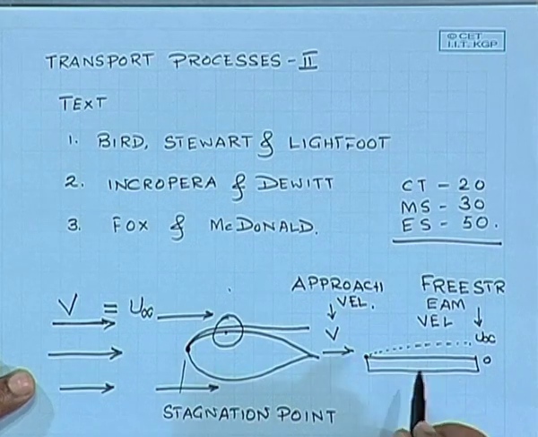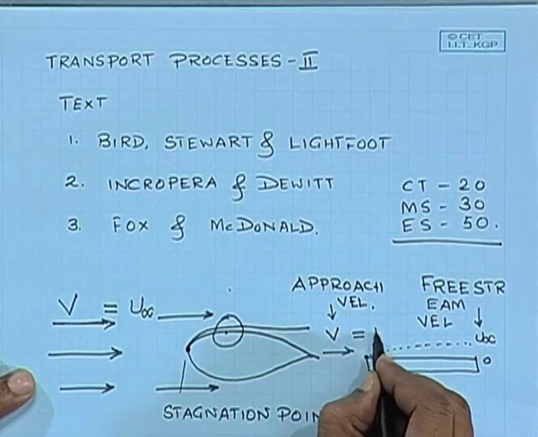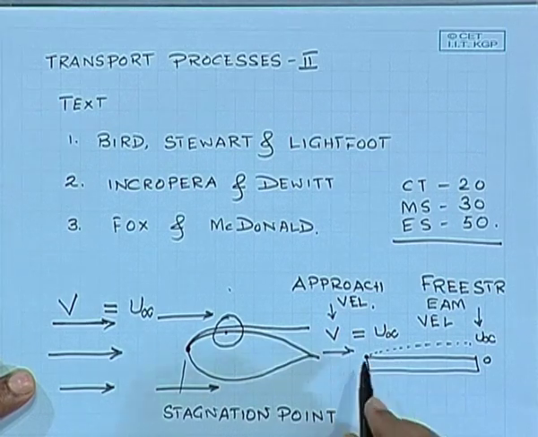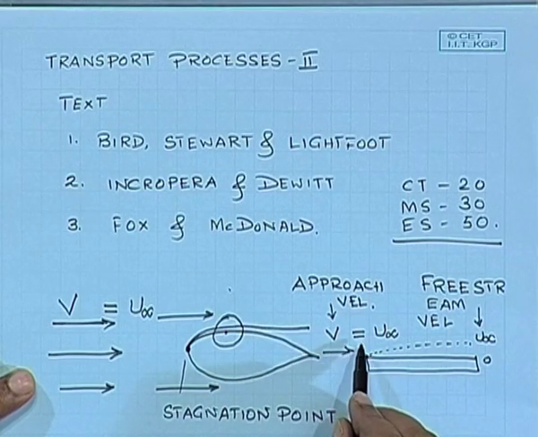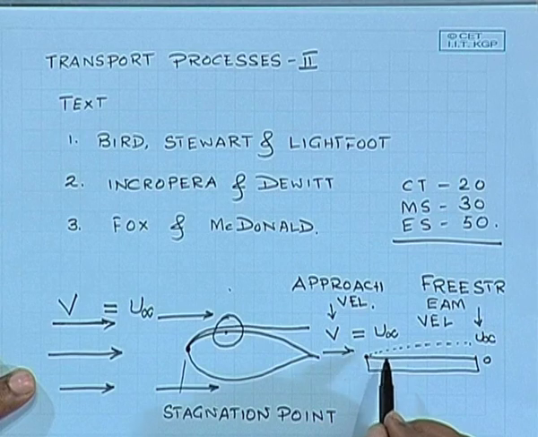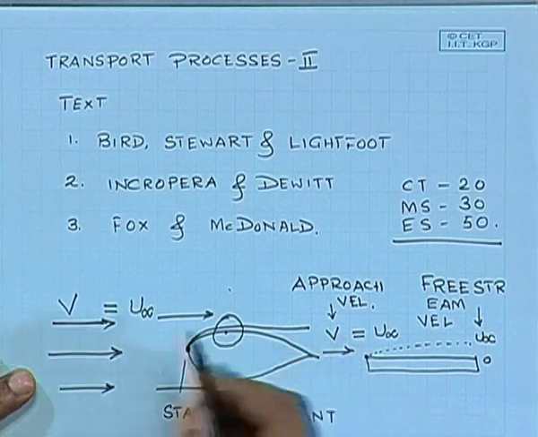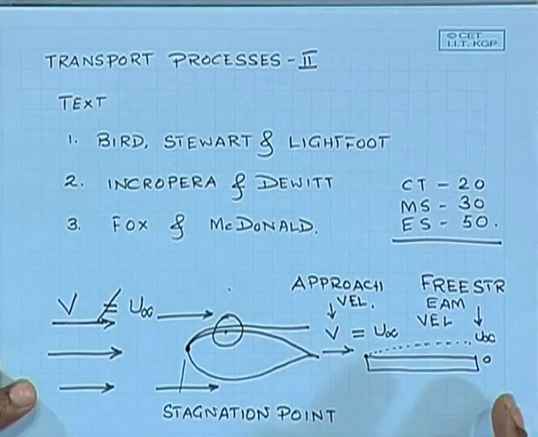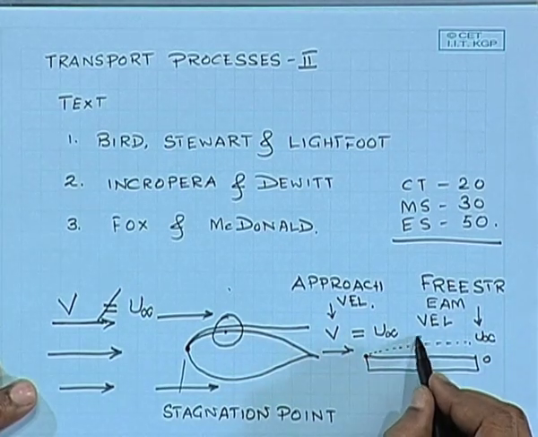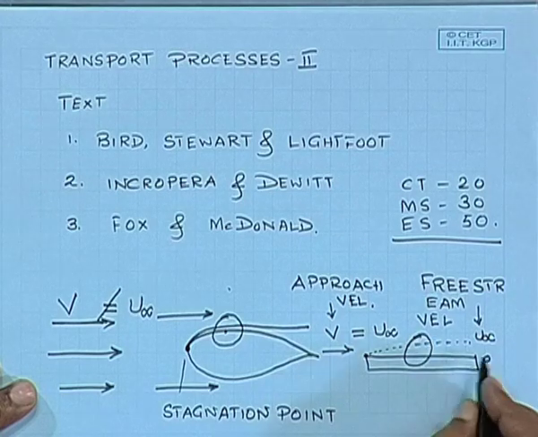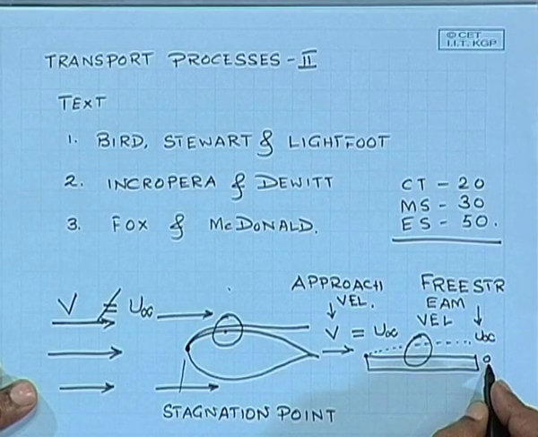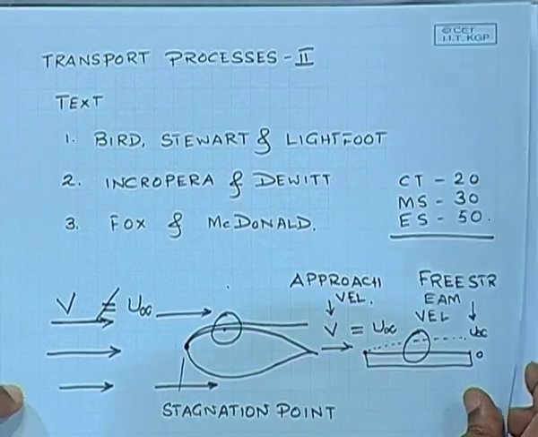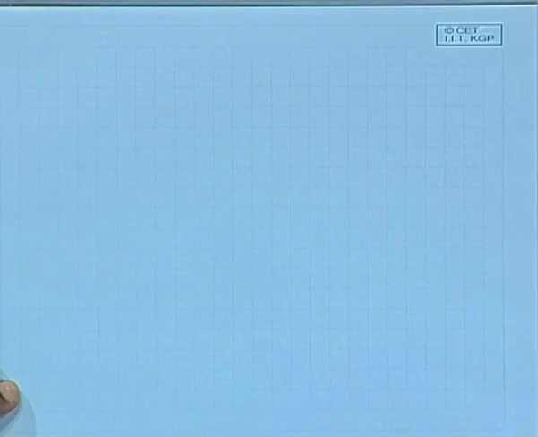For flow over a flat plate, this v is equal to u infinity, only for flow over a flat plate. If it's not a flat plate, then v and u infinity may not be equal. We'll see why it is so. So we are going to concentrate on this region where the velocity varies from 0 to u infinity. Now let's think of what happens in a boundary layer.